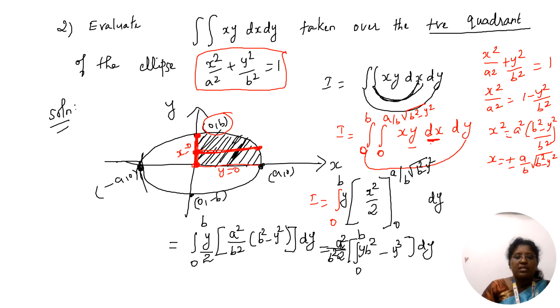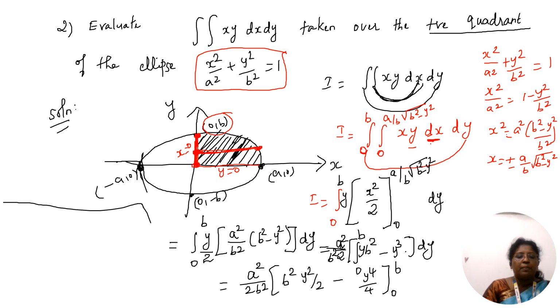Now we'll integrate this. Outside there is a square by 2b square, a constant term, keep it as it is. Now integrate y b square. Here b square is constant, so b square into the integration of y, which is y square by 2. Then integrate y cube, which is y power 4 divided by 4. Now apply the limit, 0 to b. Apply the upper limit first, then the lower limit. First replace y by the upper limit b.